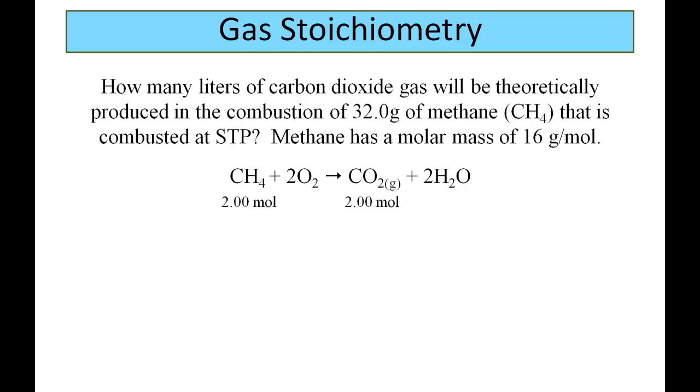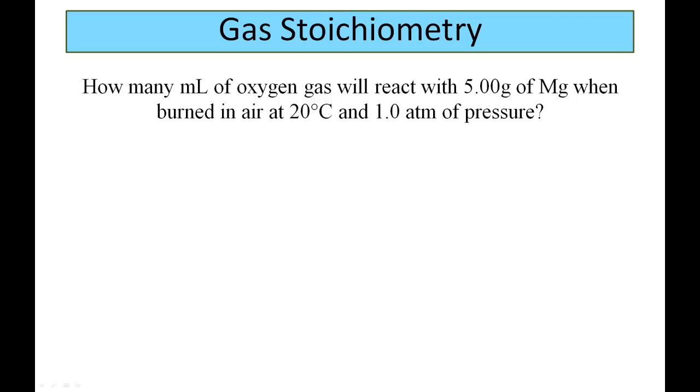Now, since this is at STP, and we all remember that at STP, standard temperature and pressure, 1 mole of any gas will take up 22.4 liters of volume. Well, we have 2 moles of gas. So if we take the 2.00 moles of carbon dioxide and multiply it by that 22.4 liters per mole, we'll get 44.8 liters of carbon dioxide that should theoretically be produced. Notice we were able to multiply by 22.4 because it was at STP. If it's not at STP, you're going to have to use the PV equals nRT equation. Let's see an example of that right now.